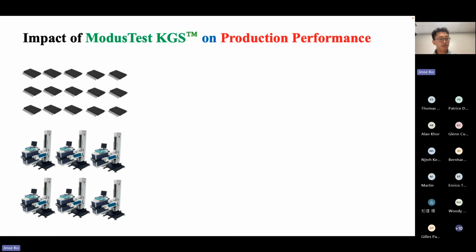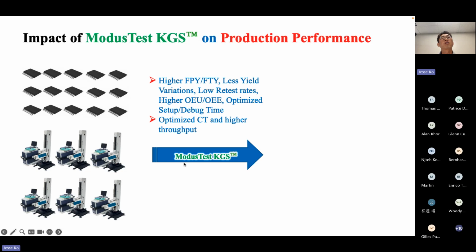So with these examples, what am I saying? This is a graphical description of the impact of ModusTest KGS on production performance. This is a typical picture of testers producing good units on the production floor. With ModusTest KGS, based on our data, it helps our customers achieve higher first pass yield, final test yield, less yield variation, lower retest rates, higher OEE and utilization, optimized setup debug time, and optimized cycle time and throughput.